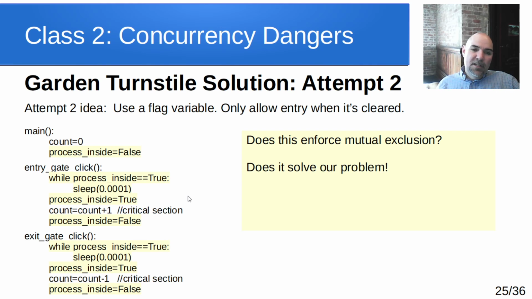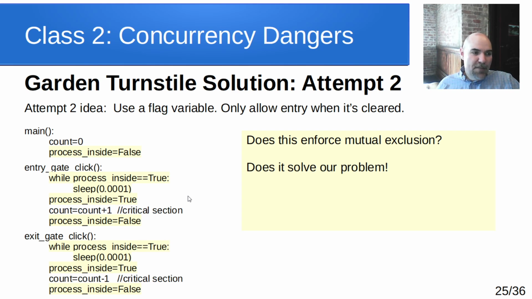So attempt 2 here, the idea is to use a flag variable and only allow entry when it's cleared. And that might seem to make sense. Like you'd say, all right, what I'm going to have is a variable, think about a little flag, and before somebody goes inside, they're going to look at the flag and say, is the flag down? If the flag is down, they're going to say, I'm going to raise it, go in the critical section, and then put it down when I'm done.